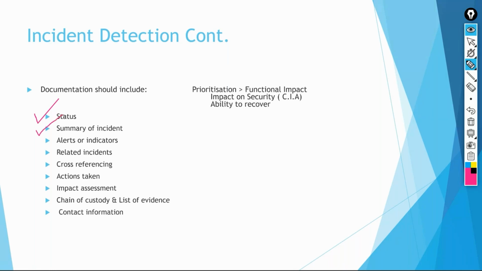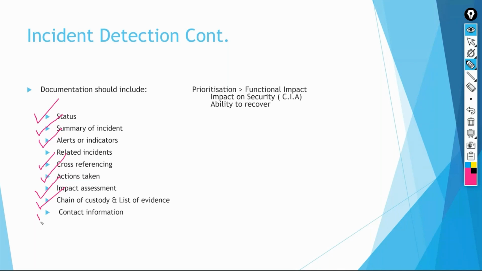We need to identify the alerts or indicators, identify any related incidents, cross reference the incident with the previous cases, identify what actions were taken to address that incident, calculate the impact assessment, establish a proper chain of custody, like capturing the list of evidence and all, and make sure that you have proper contact information.